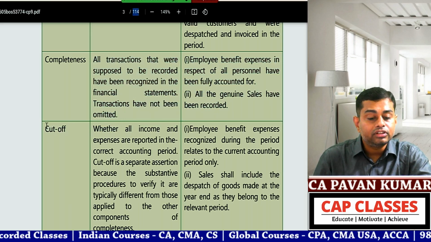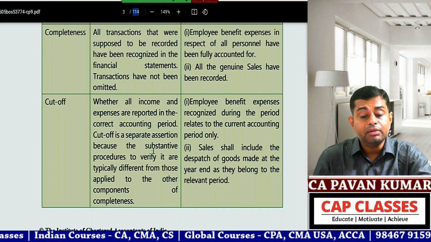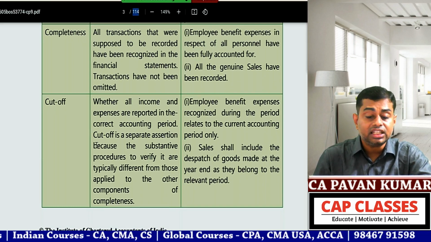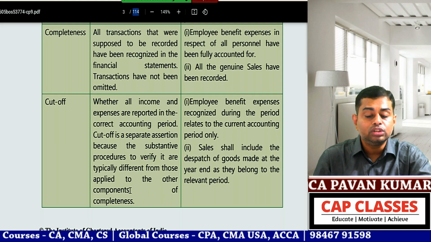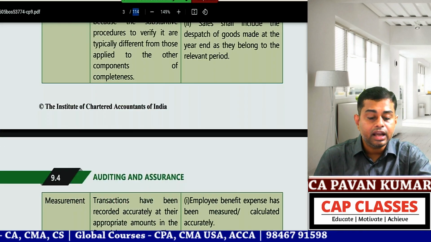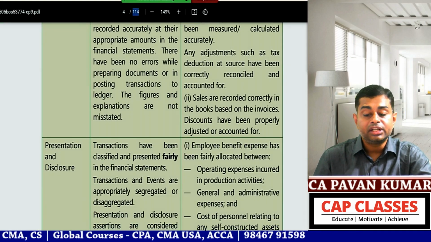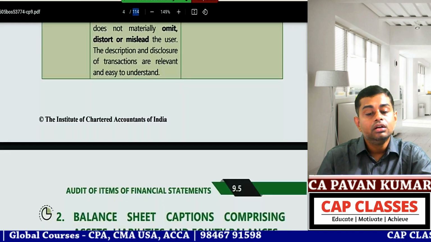Cut off, that means correct accounting period, whether all income and expenses are in the correct accounting period. Cut off is a separate assertion because the substantive procedures to verify it are typically different from those applied to the other components of completeness. Cut off procedures. Then they ask about measurement, presentation and disclosure. That's all. You remember this?